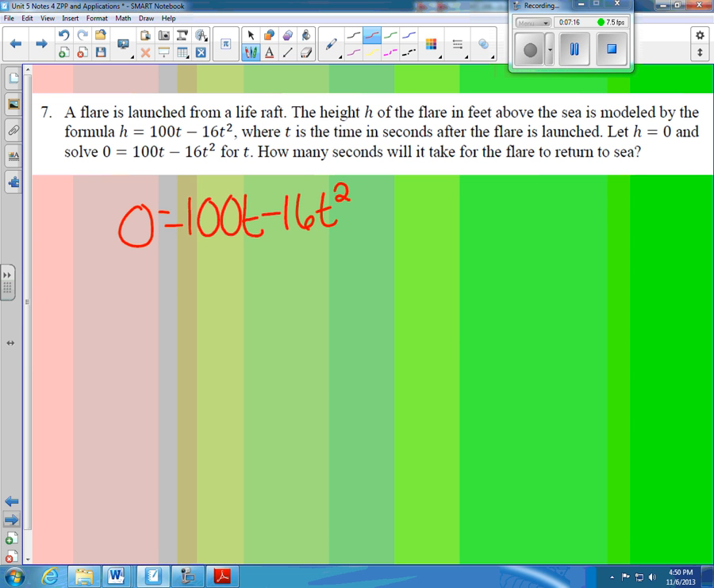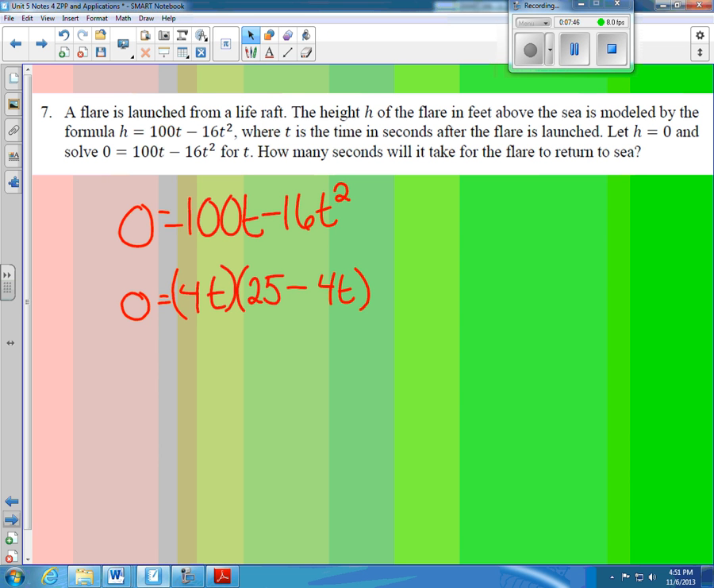All right, I see my function has just 2 terms in it, so always look for a GCF first. 100 and 16 have a GCF of 4. And I notice I have a t and a t squared. Oh, I think that is it. We are going to look at factoring out that t. So we're ending with 25 minus 4t. Now notice here we don't have 2 big sets of parentheses, but we do have 2 sets of parentheses. So we're going to set each of these equal to 0.